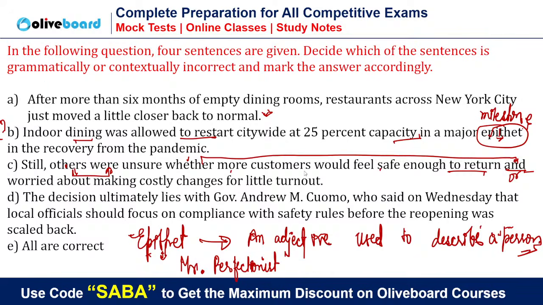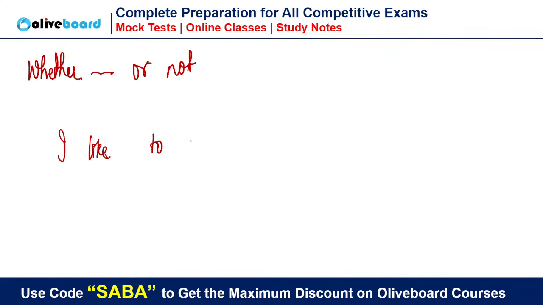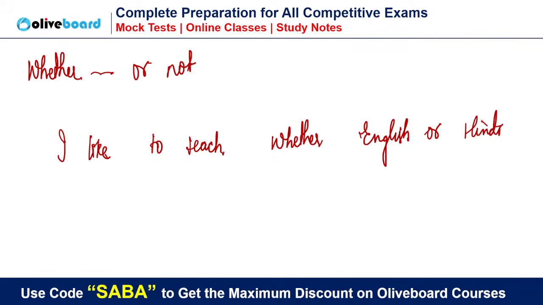Now let me explain this sentence. See, first of all, whether is paired with or not, that is also not mandatory. Whether is not paired with or, whether is paired with or not. Now, if I say I like to teach, whether English, listen to me very carefully, whether English or Hindi. Is this whether making any sense? I have used or. Tell me.